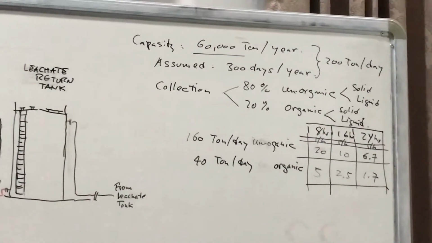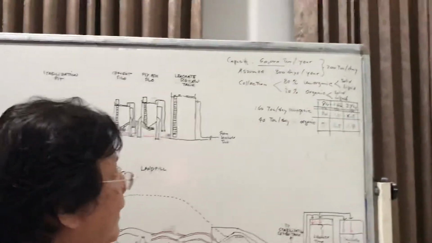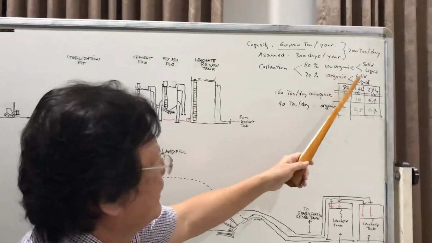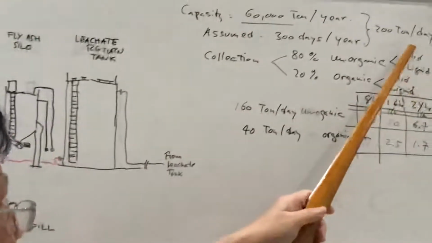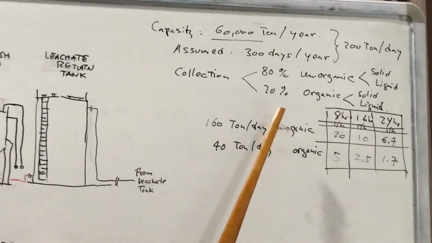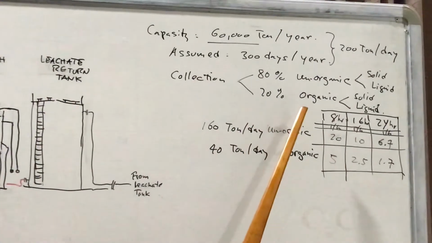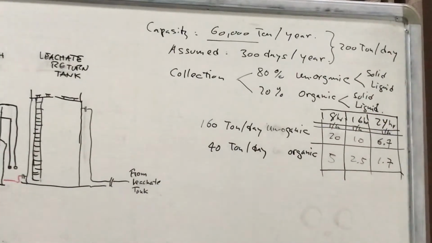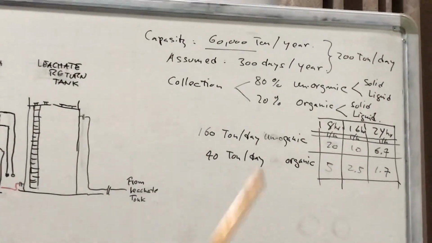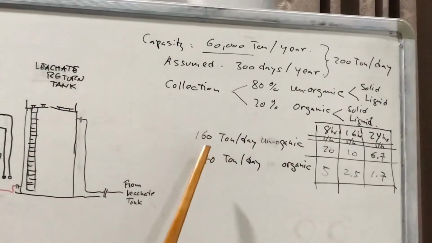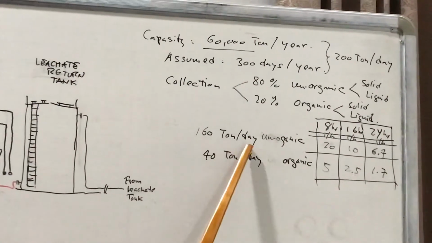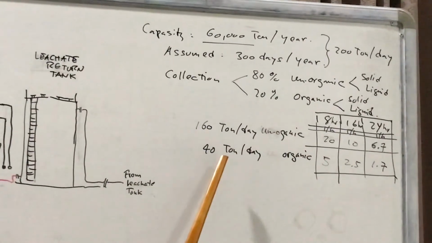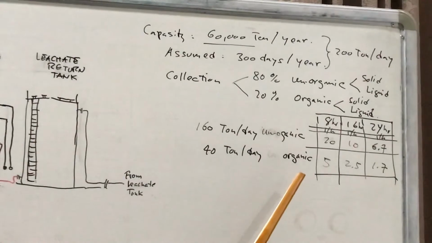Based on the fact that 80% is inorganic waste, solid and liquid, and 20% is organic waste, solid and liquid, by this composition we can see that it is 160 ton per day inorganic waste and 40 ton per day organic waste.